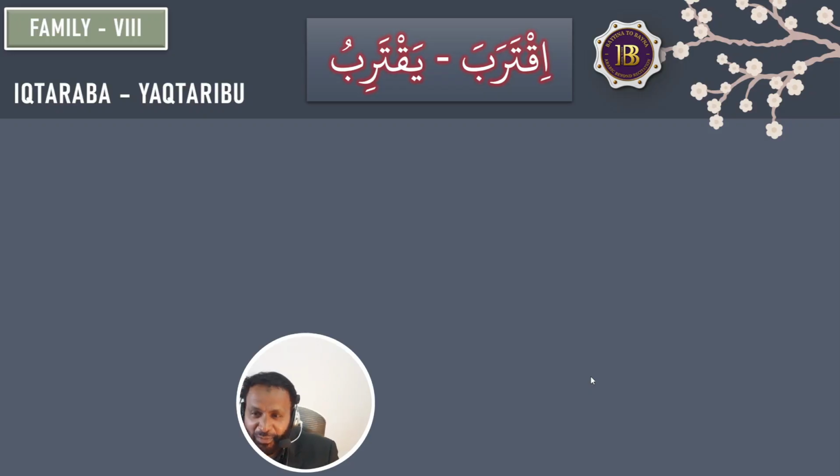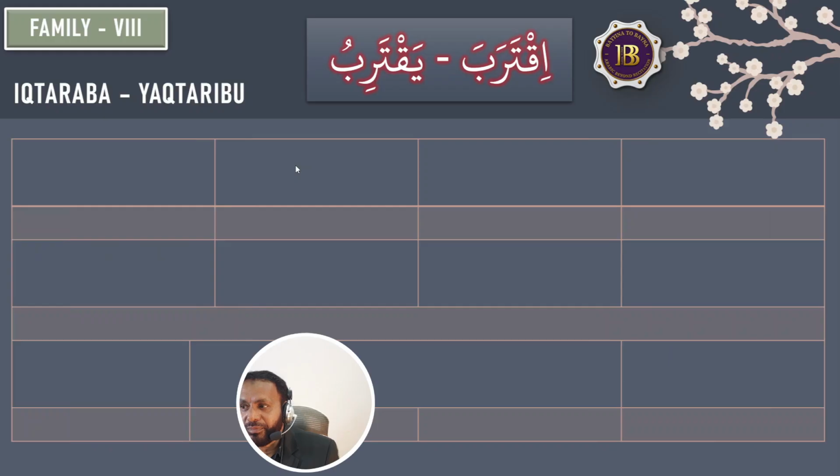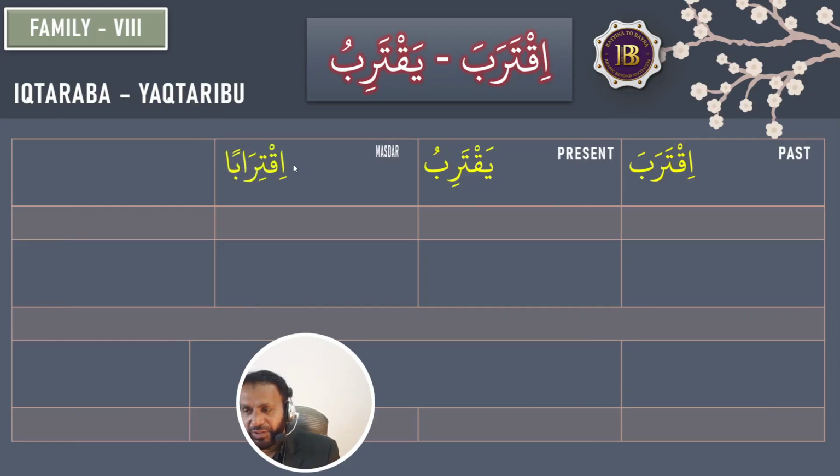Okay, so iqtaraba, yaqtaribu, iqtiraban. Iqtaraba is past tense, yaqtaribu is present tense, iqtiraban. Now, here is the thing. What are the root letters here? These look like fundamental students who have completed the course. Otherwise, it is difficult to figure out what the root letters are here, right?